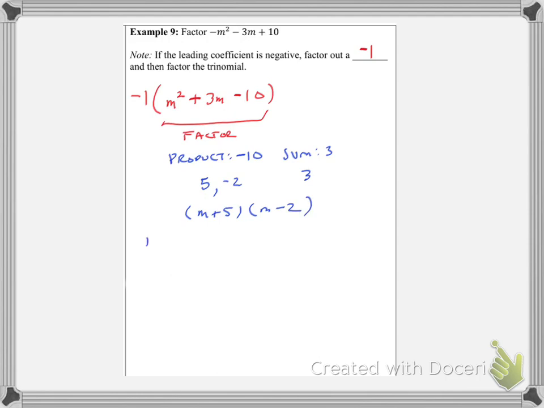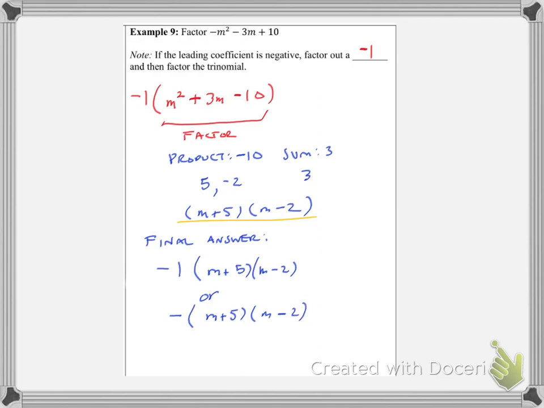And so for our final answer, we have to bring back that negative 1. And this step here, you can omit and just go ahead and write the final answer. I'm just doing this for your notes. You can really just go straight to this answer. So negative 1 times m plus 5 times m minus 2. Or you could just omit the 1 and just say negative, m plus 5 times m minus 2.